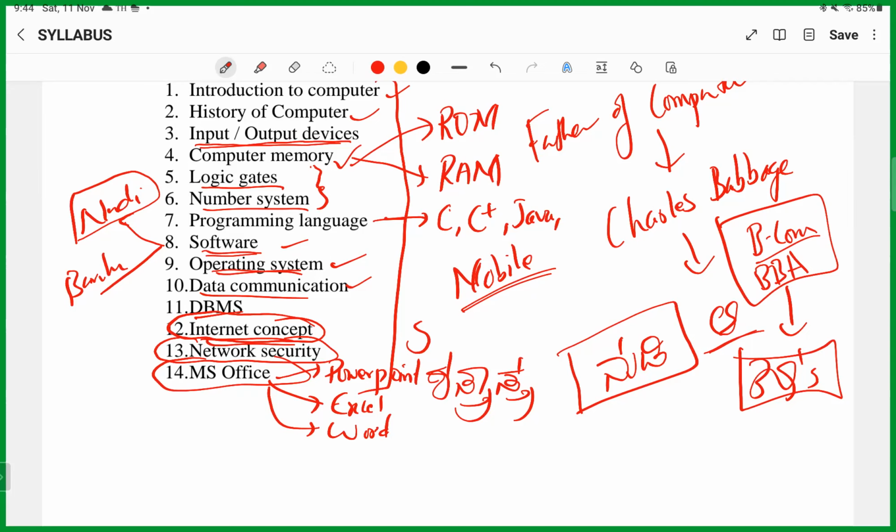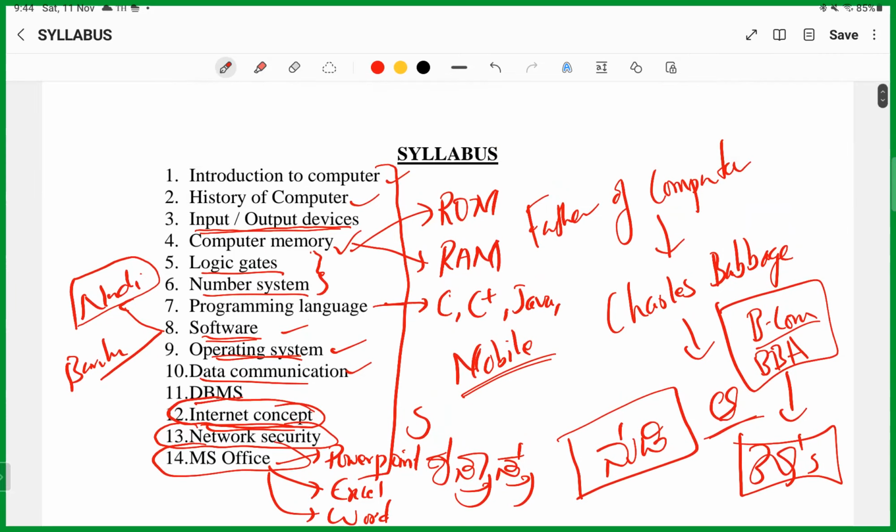So when we are doing those chapters, I'll show you live. I'll show what is Excel, what is Office, what is Word, and all those, because live information is very much required. So have you noted down this syllabus? So I move to the next topic.